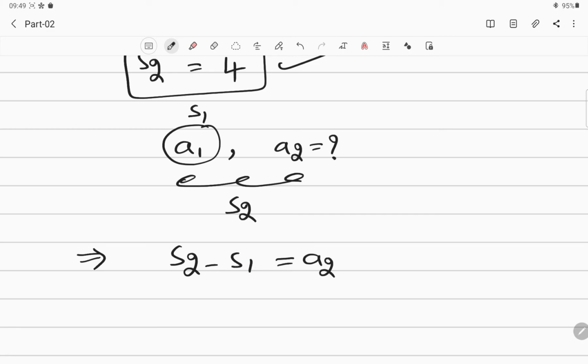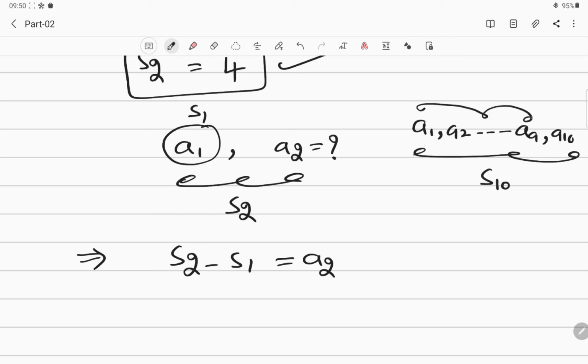This logic is useful for all kinds of problems. For example, look at a1, a2, up to, let us take, the 9th term and then the 10th term. If you add all of this, it is S10, the sum of 10 terms. If you add these up to here, it becomes S9, the sum of 9 terms. Now the sum of 10 terms minus the sum of 9 terms gives you the 10th term, right?